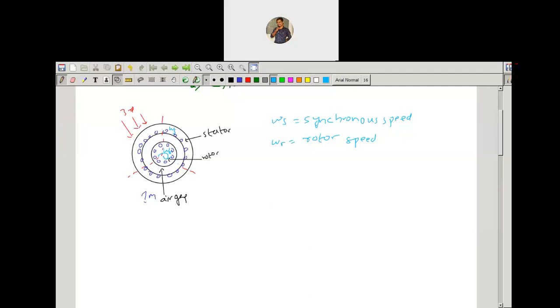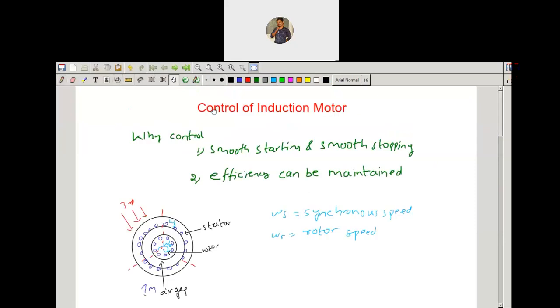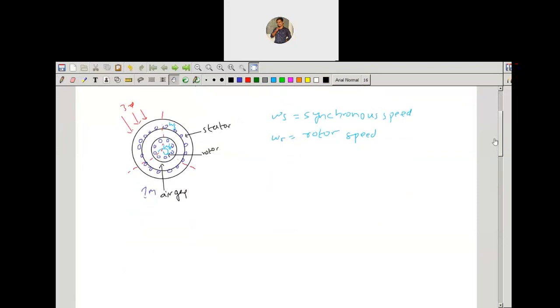Okay, sorry for the interruption. So it is about the basic construction of the induction motor. Our main intention is the controlling of the induction motor, that is, we need to go for the speed-torque relationship, right? So for that we have to know the torque equation as well as the speed equation of the induction motor. I will explain with the equivalent circuit diagram of the induction motor.